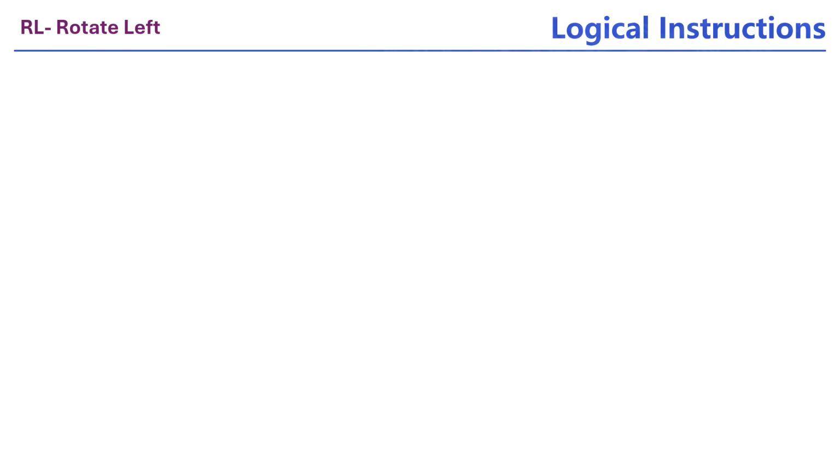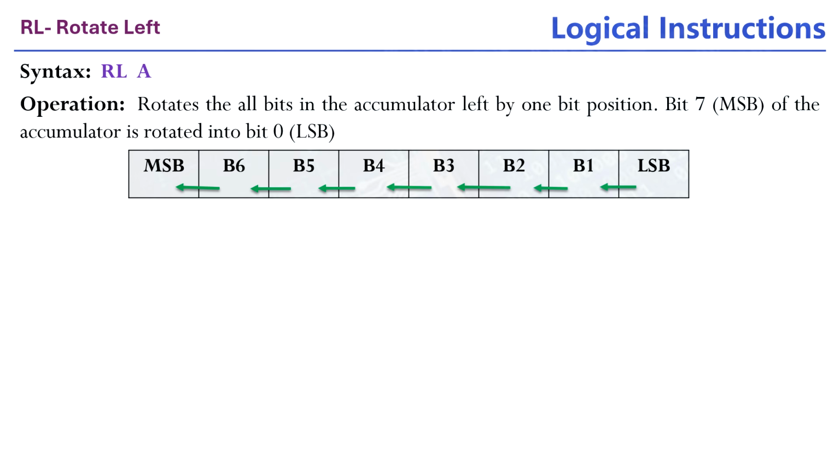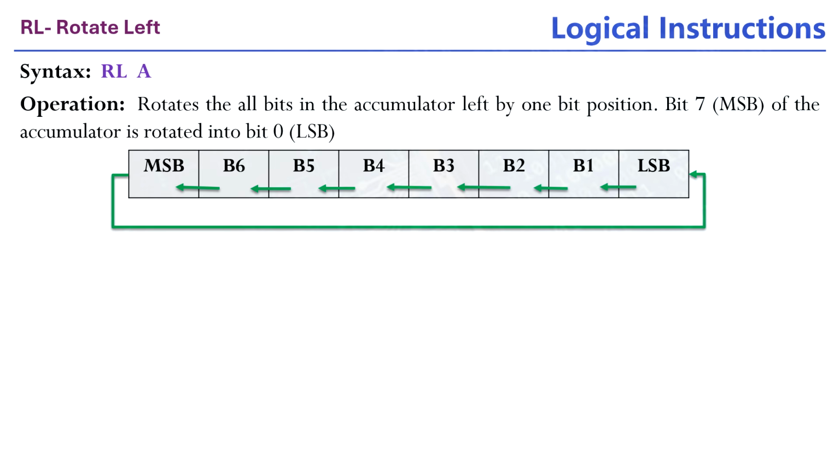Next, rotate left. The syntax is RLA. This instruction rotates all bits in the accumulator left by 1 bit position. Bit 7, the MSB of the accumulator, is rotated into bit 0, the LSB. Here you can see the bits are moved to the left side, towards the MSB side. That means B0 is moved to B1, B1 is moved to B2, and so on. B6 is moved to B7, or MSB, and the MSB will be moved to LSB.